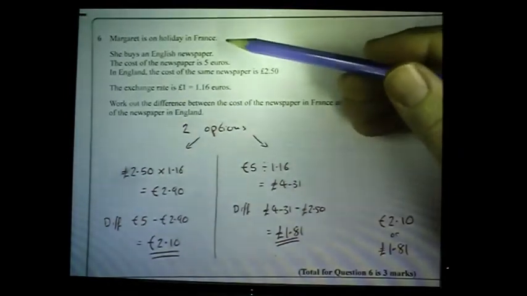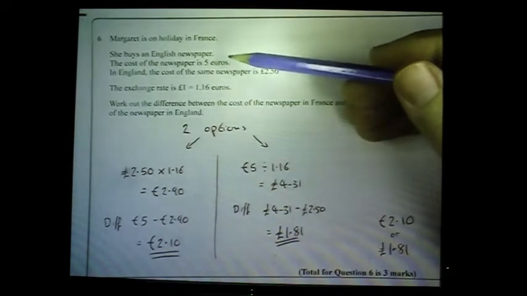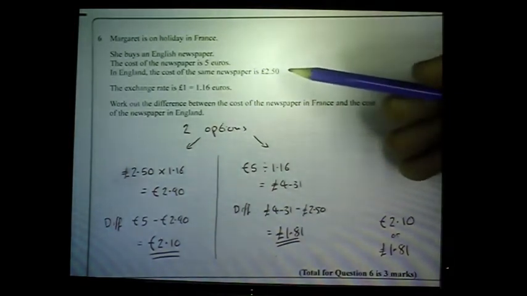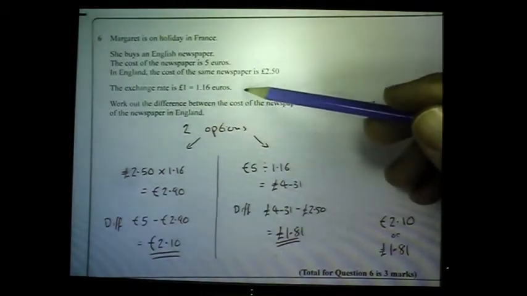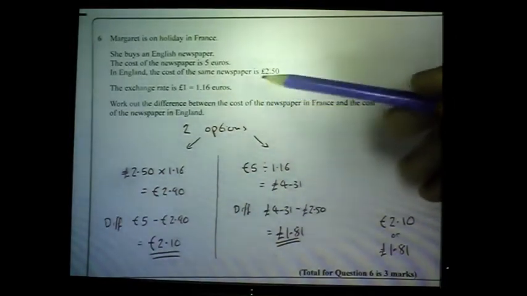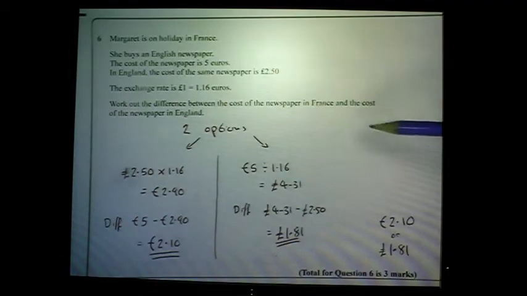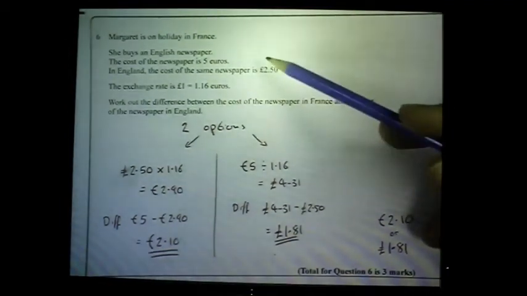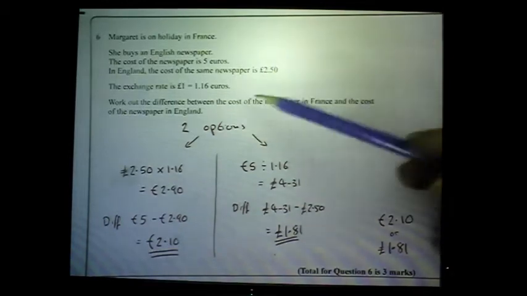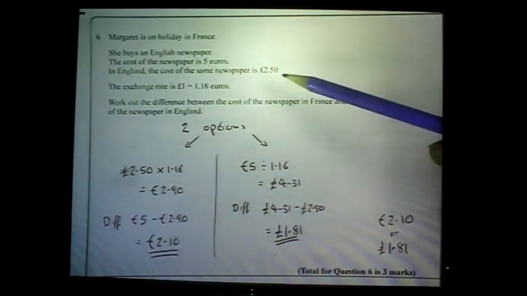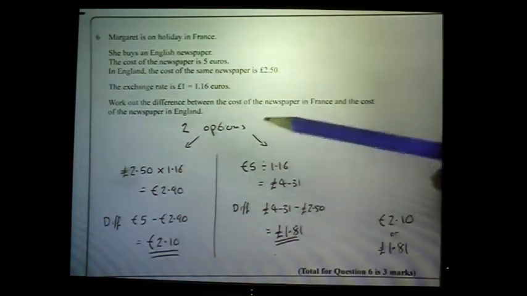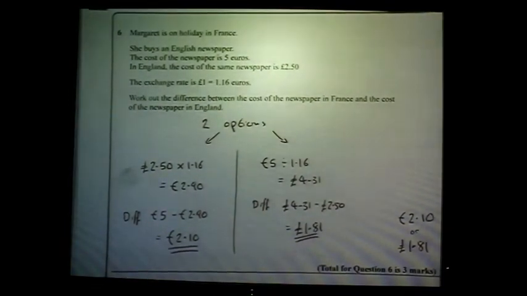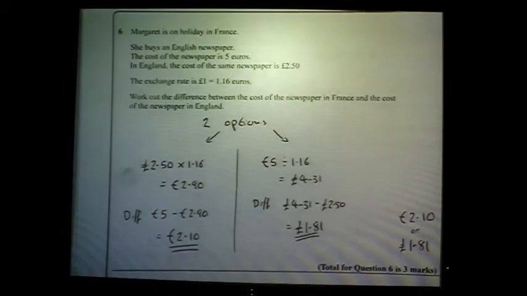Margaret is on holiday in France, and she buys an English newspaper, and the cost of the newspaper is €5. In England, it's £2.50. The exchange rate is £1 equals 1.16 euros. Work out the difference between the cost of the newspaper in France and in England. You should be able to recognise it's much more expensive in France, because €5 is clearly much more than £2.50, even looking at the exchange rate. That usually happens because they've got to print them abroad, or ship them abroad.